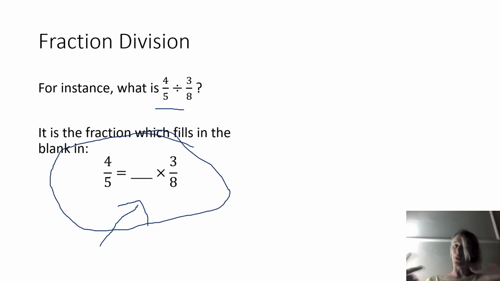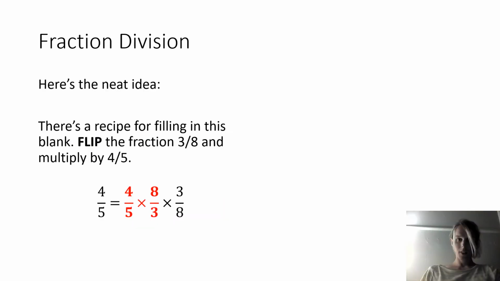I said it out loud already, I'll say it out loud one more time. Dividing by a fraction is the same as multiplying by the flipped fraction. And we're going to derive this rule. We'll see how to derive the rule from this filling in the blank thing. The quotient is the number that fills in the blank. The quotient 4/5 divided by 3/8 is the fraction which fills in the blank of this equation. So how do we fill in the blank in this equation?